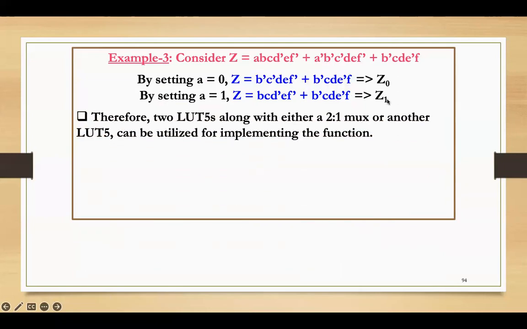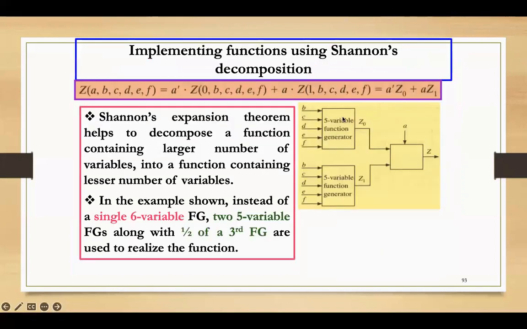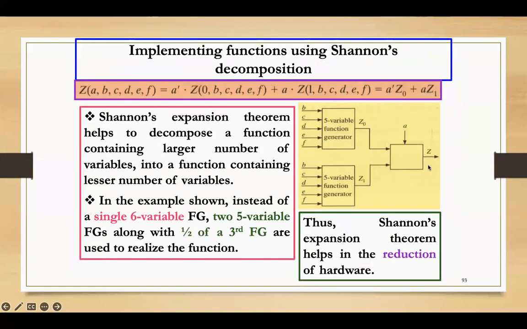So again, here I can have 5-input LUTs, along with a 2:1 mux. You can make a selection here with the help of the mux.